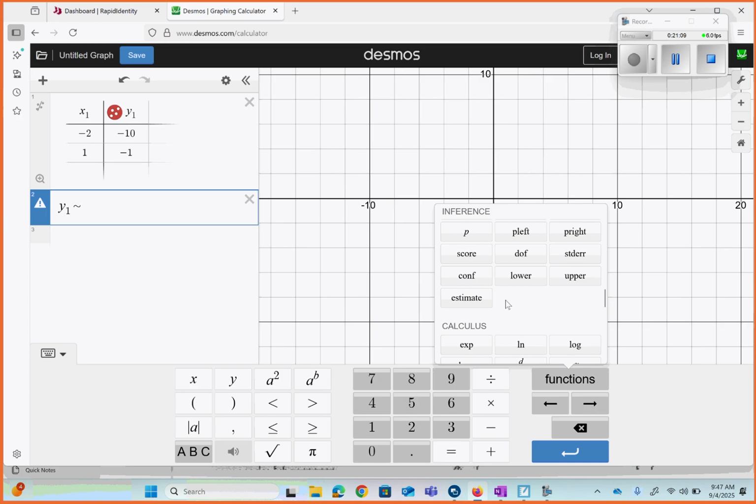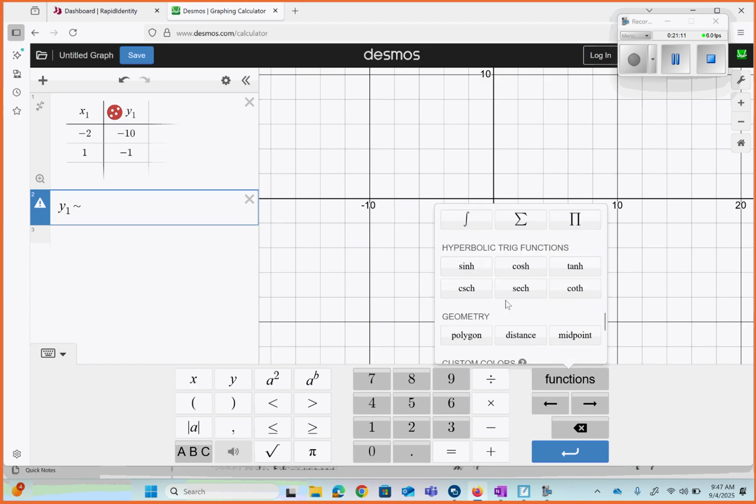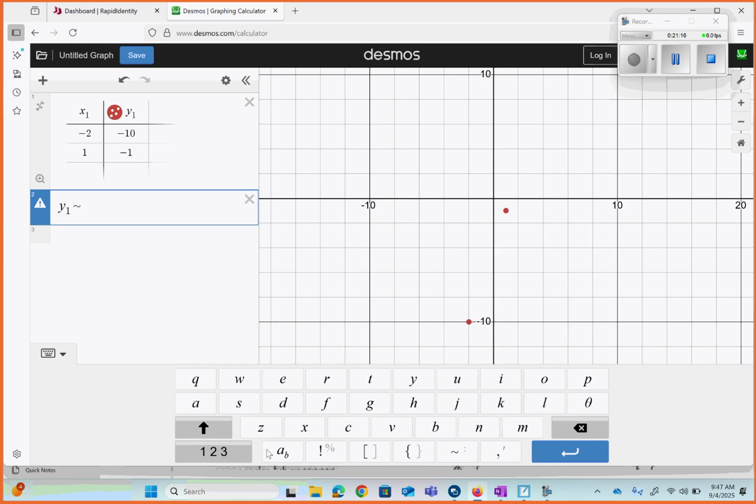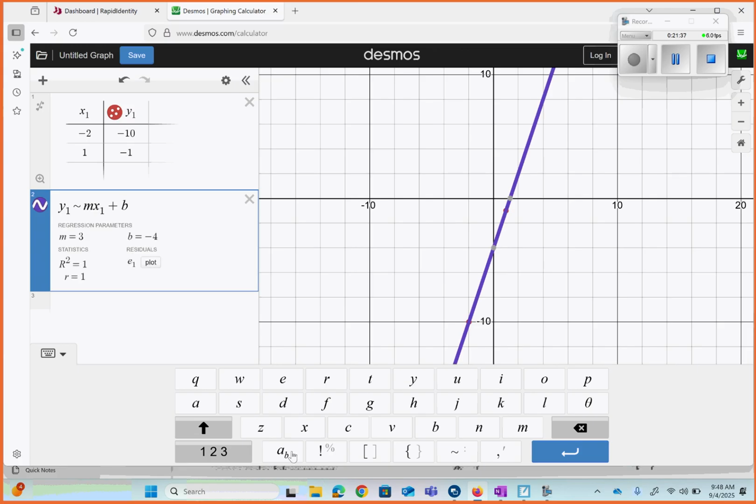So if you go and try and find tilde here, oh, actually, I know where tilde is at. It's under the ABC. Under ABC, it's at the very bottom row. You have this little tilde where my finger is. My head's probably in the way. So if you hit the tilde, tilde means you're telling Desmos you're going to look for equation. Then you go y1 tilde mx1 plus b, and it gives you the linear equation right away.